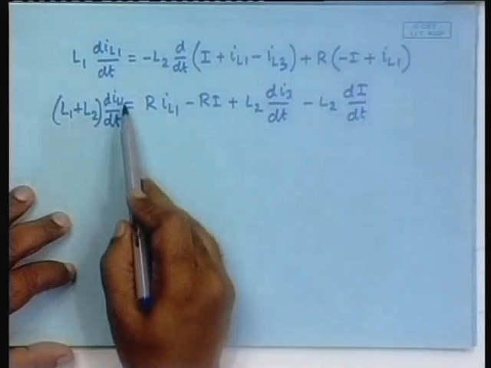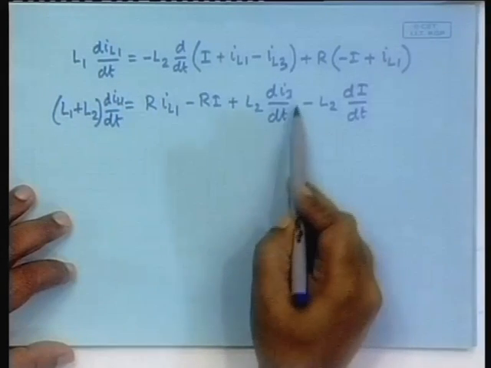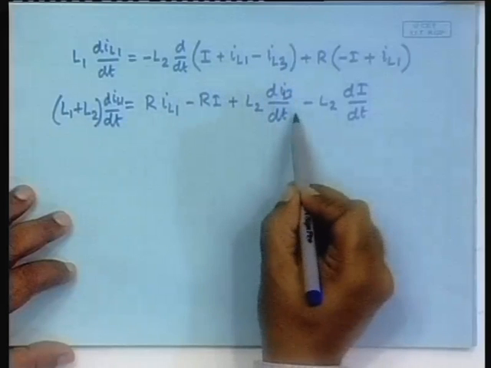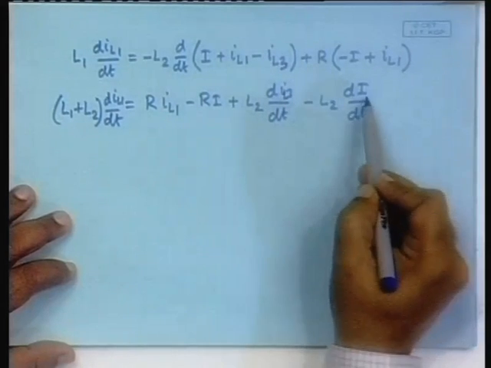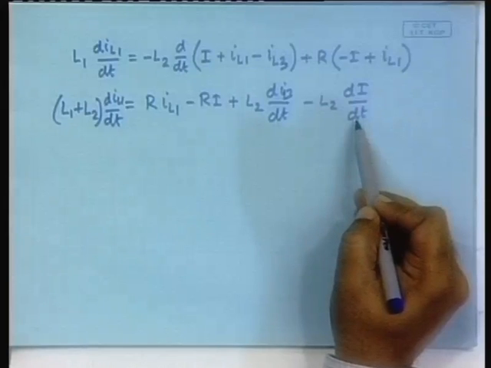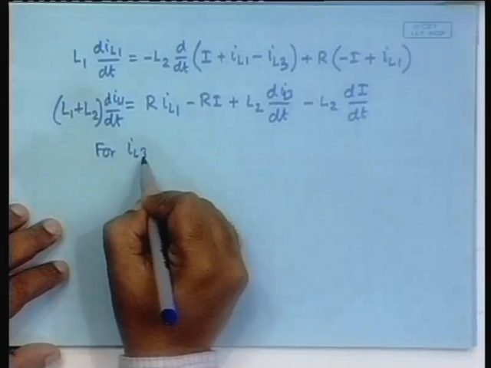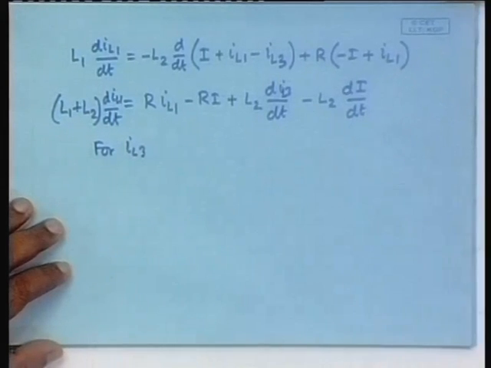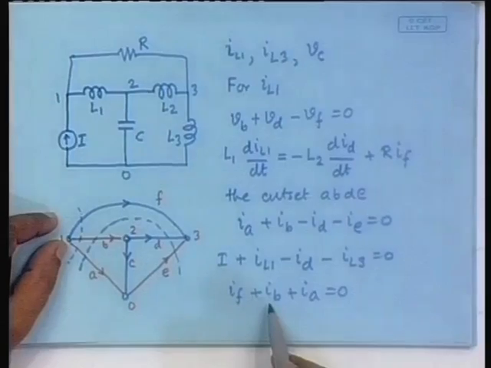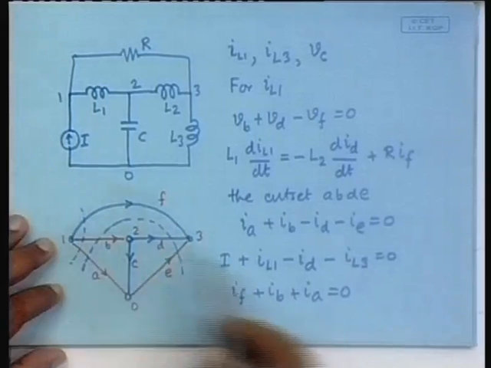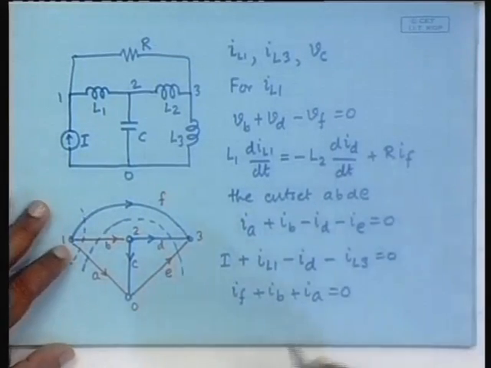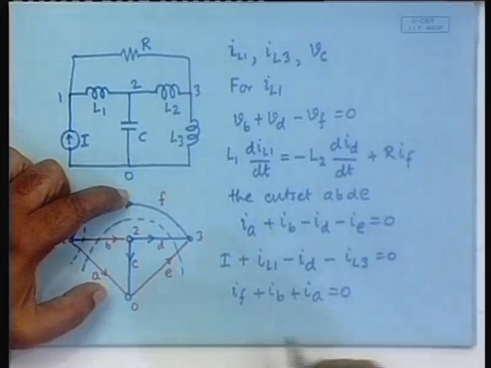Again you see here we have the dIL1/dt appearing here, dIL3 appearing here, and dI/dt also appearing in the same way that happened for the last circuit. Again, if you write down the equation for IL3, that is a state variable. Let us see, IF plus IB plus IA is equal to 0, the last time you are talking about, right? So, we wanted to find out IF.